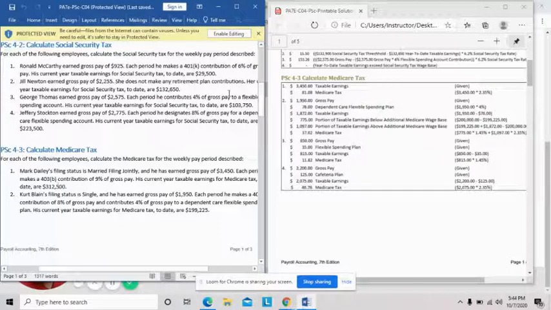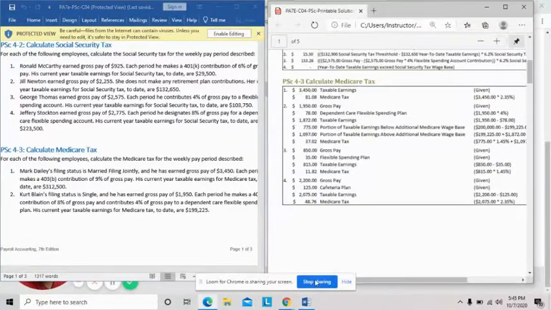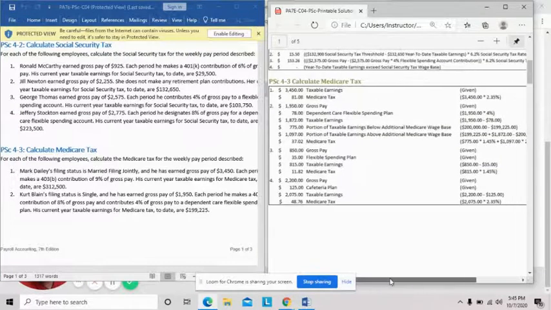So we go to 4.3 here. Taxable earnings is 3,450. That's given. And to find the Medicare tax, we just take that and multiply by 2.35%, as you see here. Hopefully you can see that for number one.